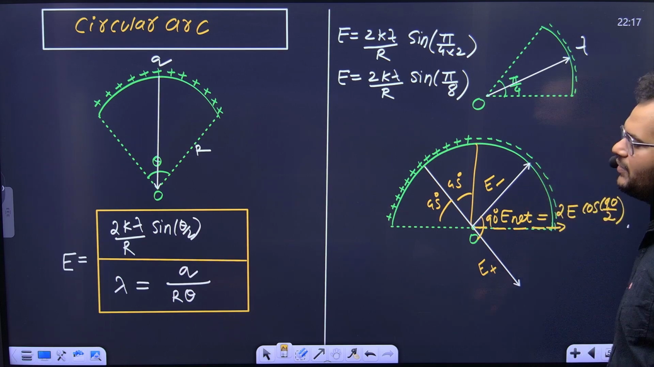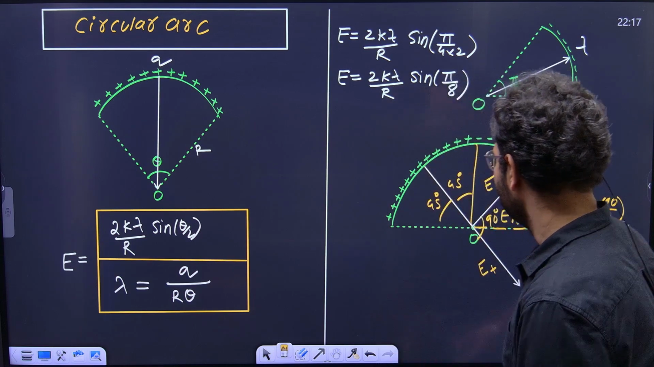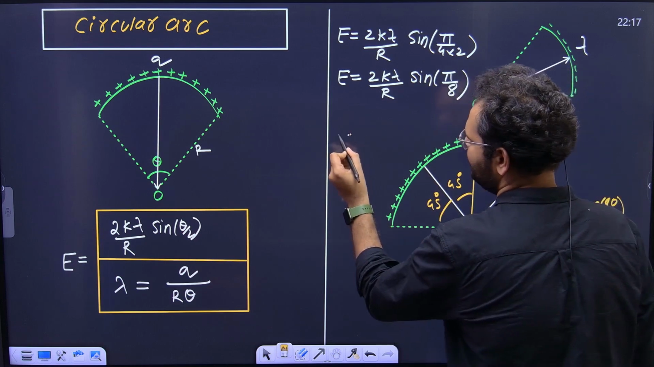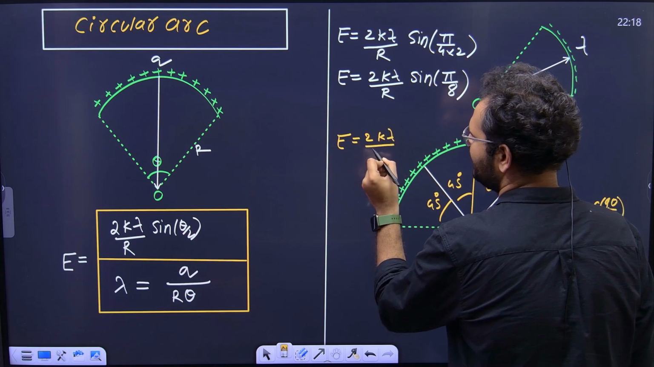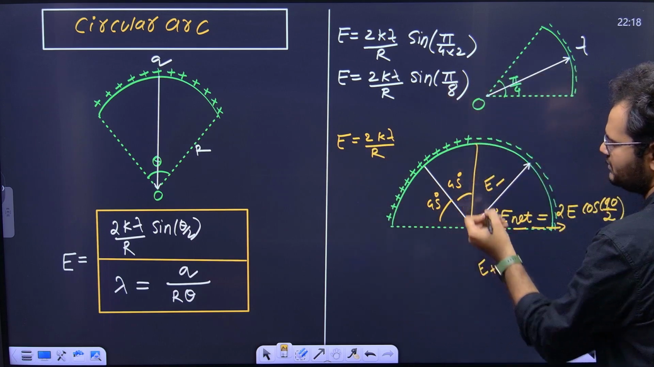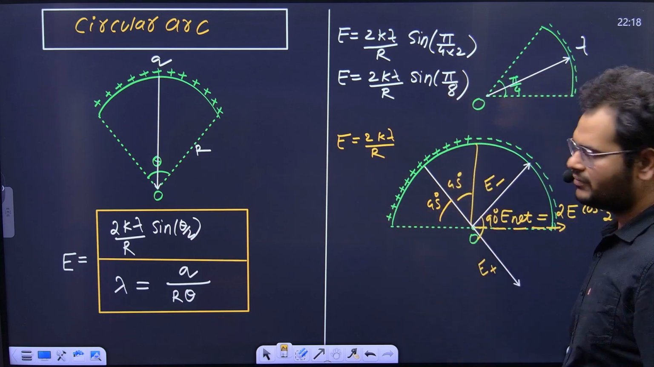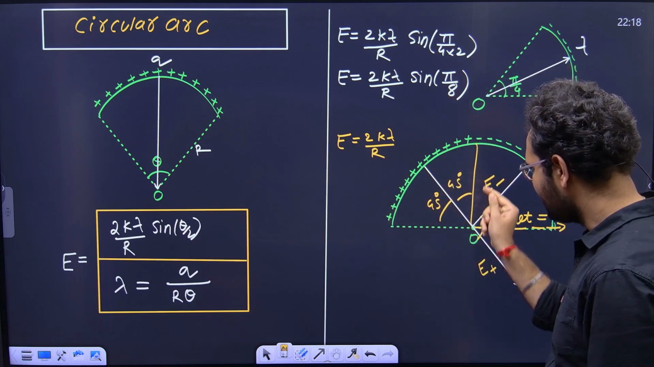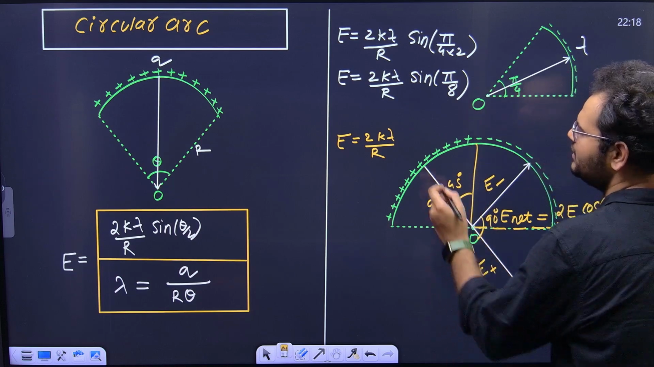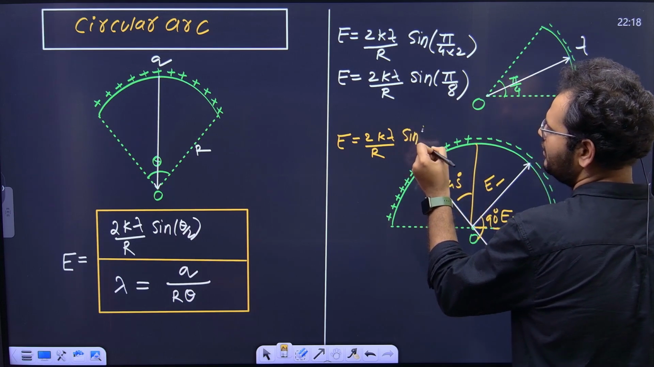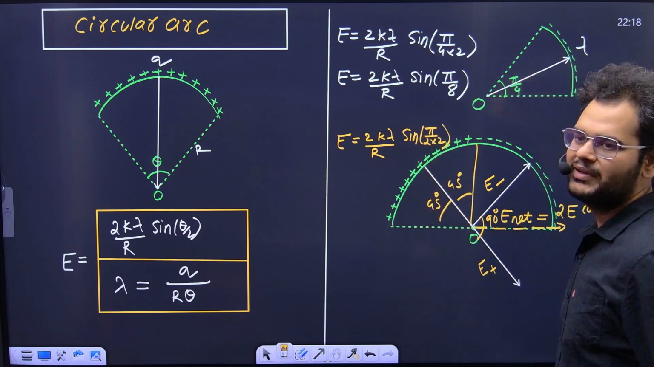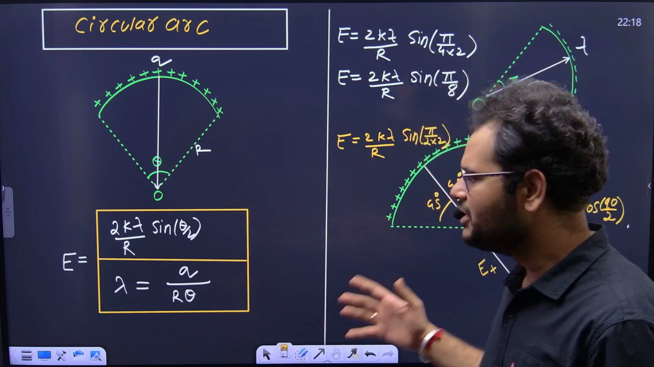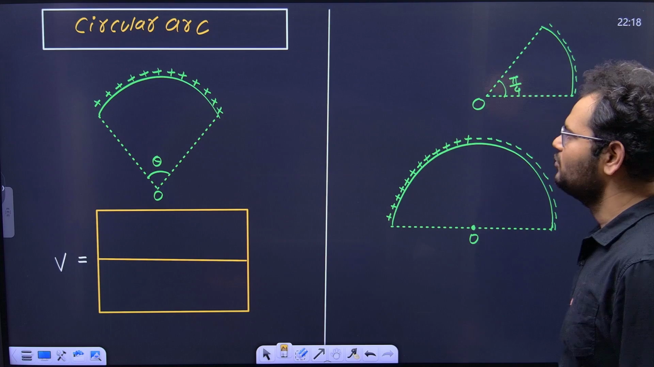And sir, how to get the value of E? It is again very simple. In this case, what is E? E is simply 2k lambda by r. And here, what is the angle? The angle is 90 degrees. This angle you have to take, the entire angle the arc makes, how much is it? 90 degrees. So sine 90 divided by 2 here. That calculation part you can do, I have just discussed the basic formulas.